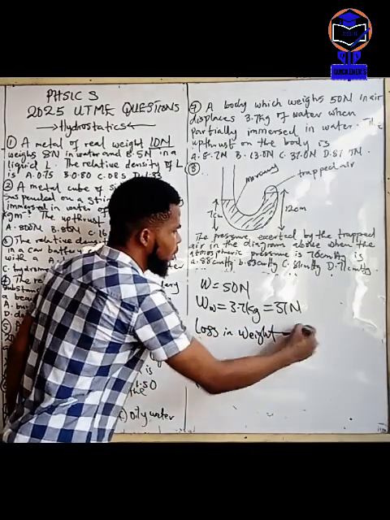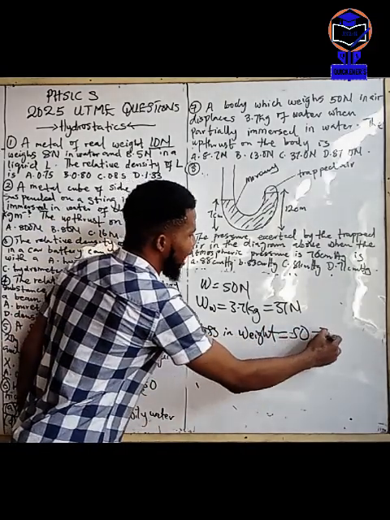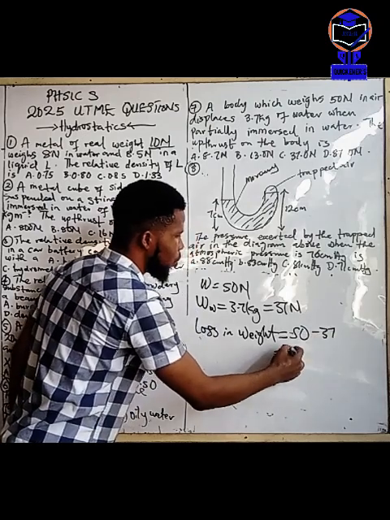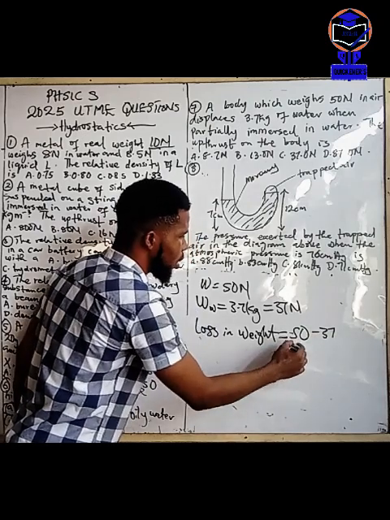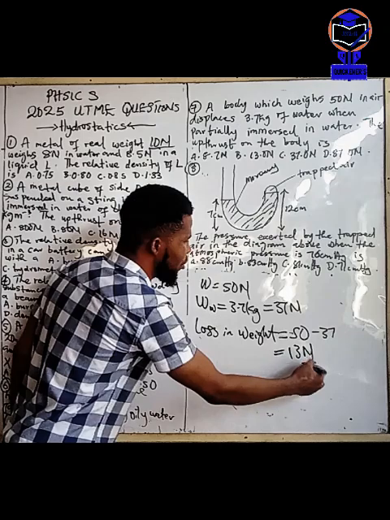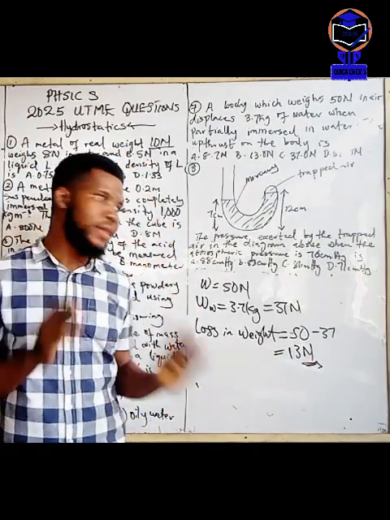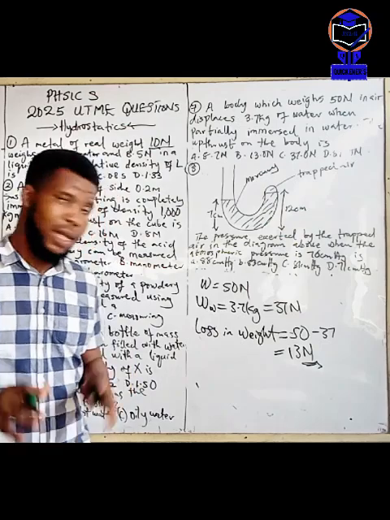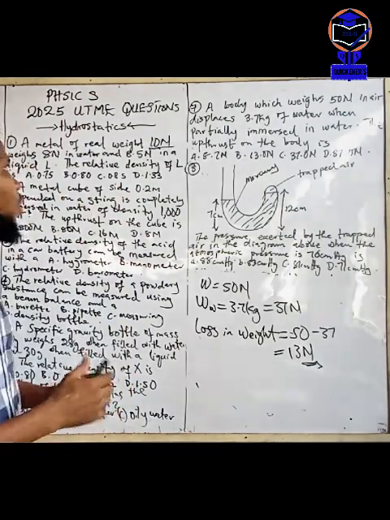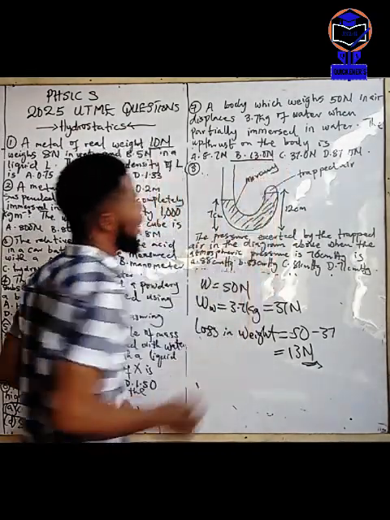So it has lost 50 minus 37. So that is 13 Newton. Can you see now? So this is upthrust. Upthrust simply means loss in weight. This is a better definition for upthrust. I hope you understand that, right? So that question is very simple. That's 13 Newton. Can you see the answer there?